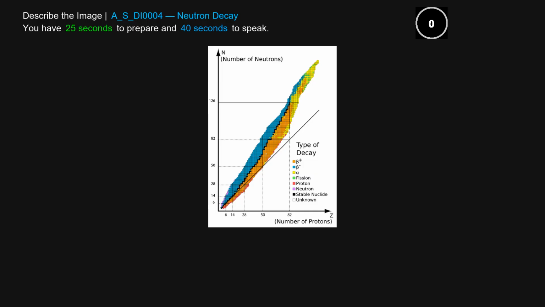The picture gives information about the number of neutrons. It is a very informative picture. From the picture, I can see 126, 82, and 50. One of the elements is maximum, another one is minimum.